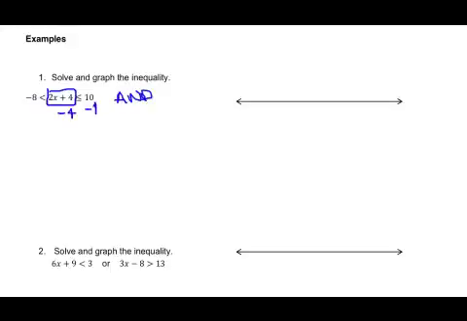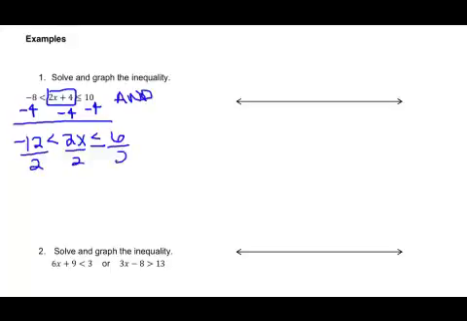Now when we subtract 4, we have to subtract it from both sides, so on the left-hand side and the right-hand side. That will give us negative 12 is less than 2x is less than or equal to 6. Again, we're still trying to get x by itself, so next we're going to divide by 2. Again, we have to divide everything by 2. So this is negative 6 is less than x is less than or equal to 3.